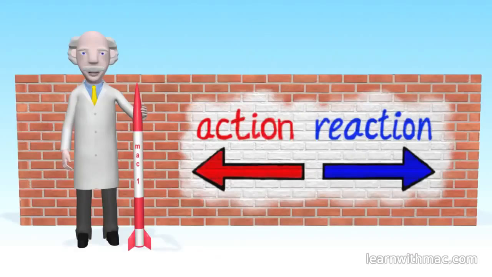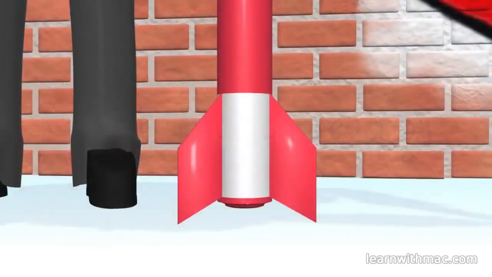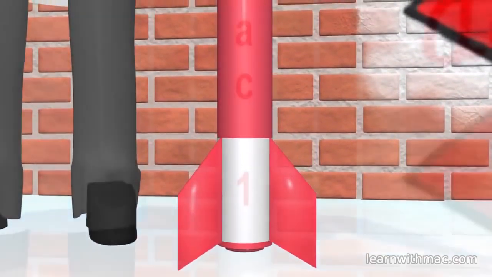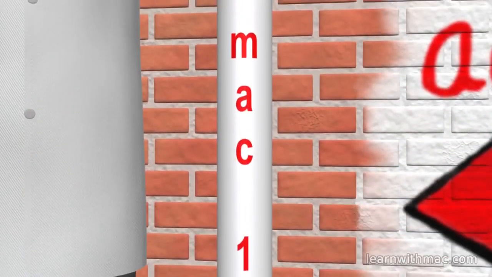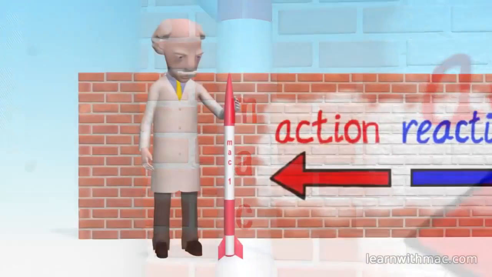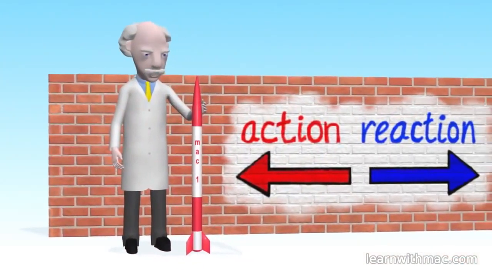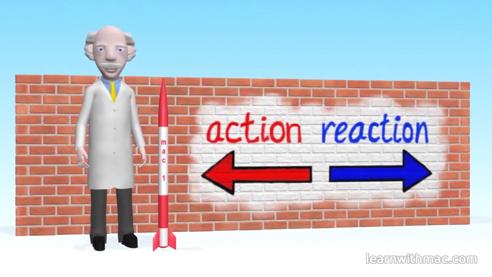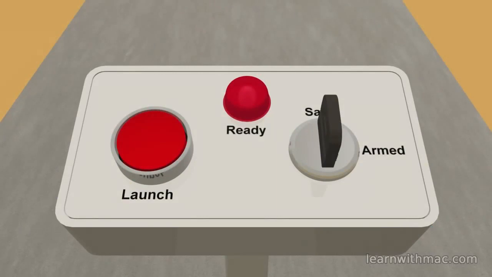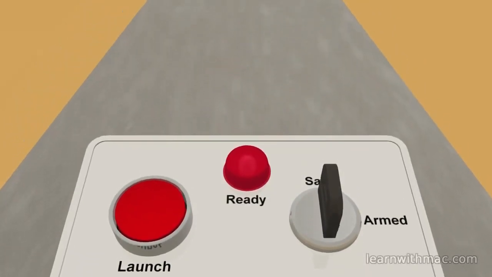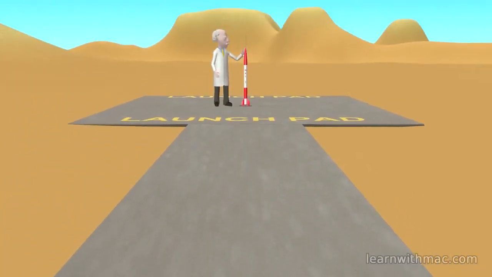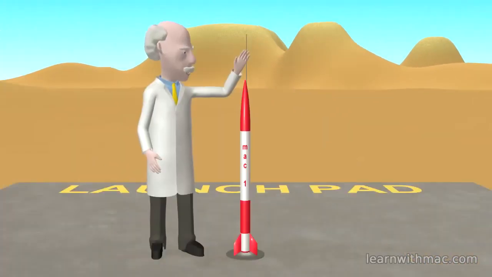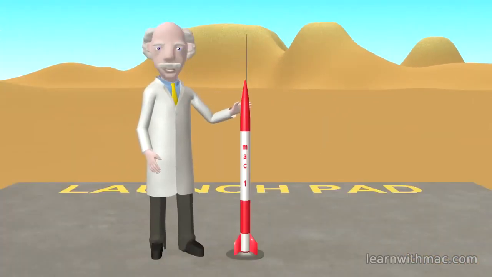So what about this rocket I have here? And how do I use Newton's third law to launch it? Well, join me in my laboratory, where we will conduct a series of experiments to understand how Newton's third law of motion enables me to launch my rocket Mach 1. So you may be asking yourself, how does Newton's third law of motion enable a rocket to be launched? Well, you're going to find out.